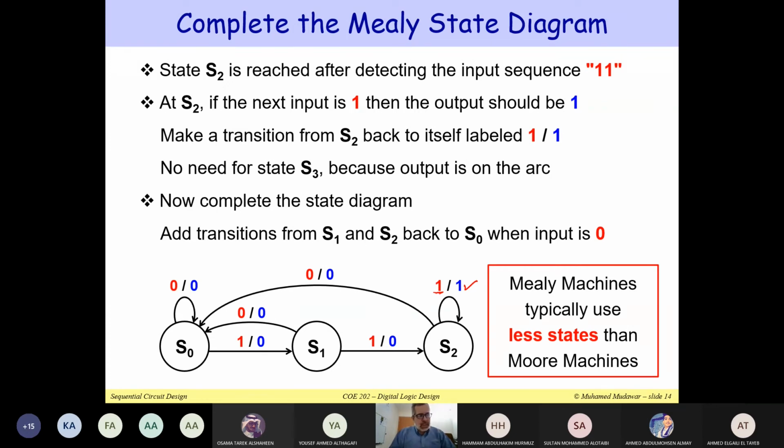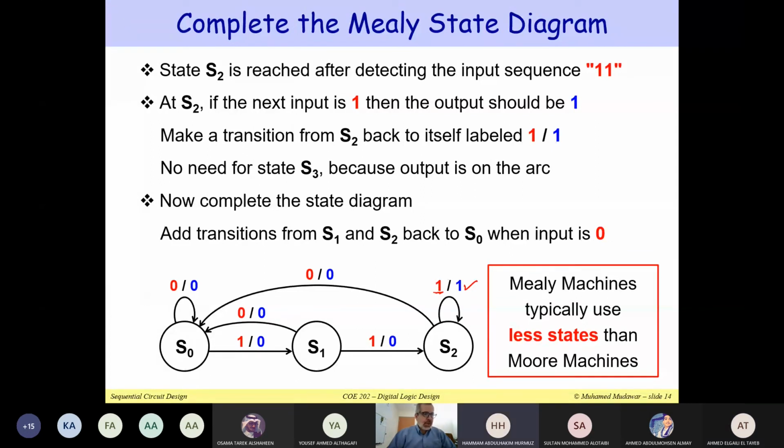Let me ask you this question. How many flip-flops do you need to implement the state diagram? 2. Why not 1? Can we implement it with only 1 flip-flop? We have 3 states. Exactly. Because with 3 states, can you implement 3 possible combinations with only 1 bit?